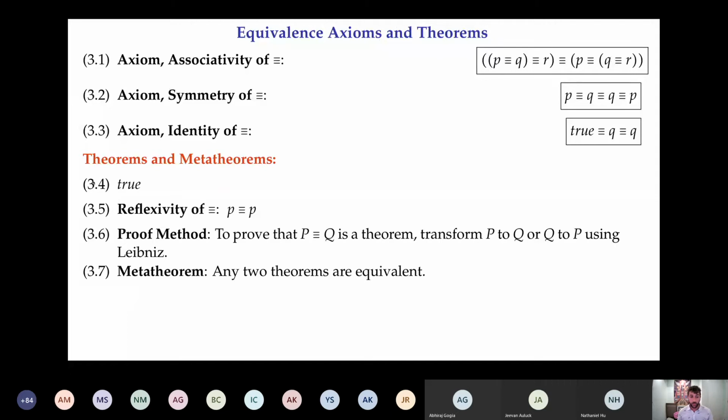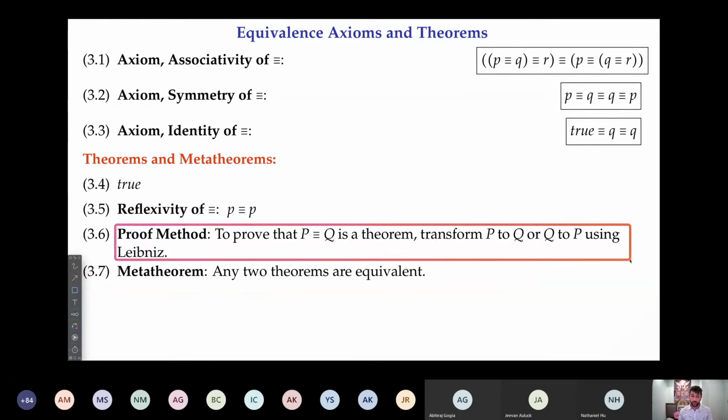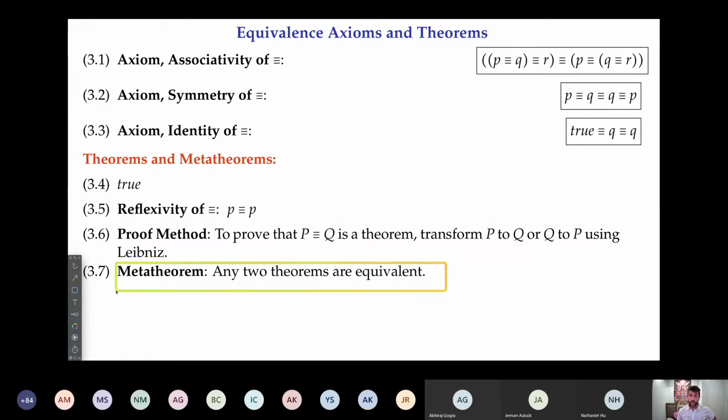So here's some other facts about our main player. All right. So our key player is this equivalence character. So some key facts. True is a theorem. Reflexivity of equivalence. So everything is equivalent to itself. This is just an idea of how to do things. We've talked about it before. Start with the more complicated side and simplify. And this is the meta theorem I talked about a moment ago, how any two theorems are equivalent. This is essentially what equivalence says.